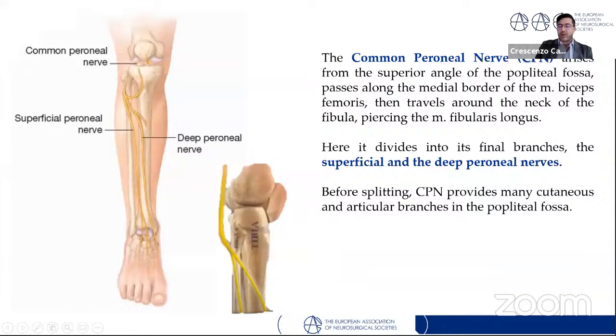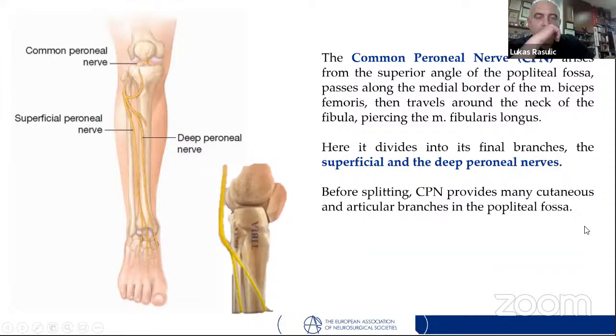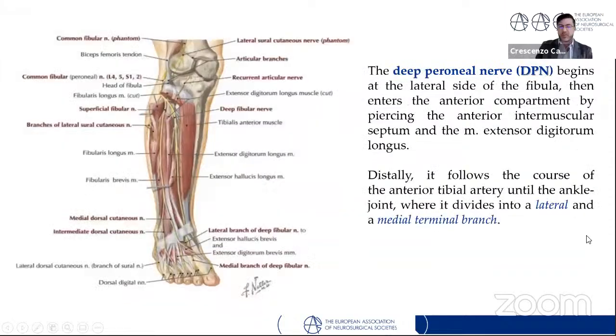From the superior angle of the popliteal fossa, the CPN travels around the neck of the fibula, then divides into its terminal branches, the superficial and the deep peroneal nerve. Anyway, before splitting, the CPN provides a lot of cutaneous and articular branches which are directed to the popliteal fossa and the joint of the knee.